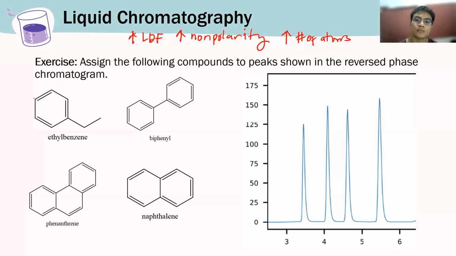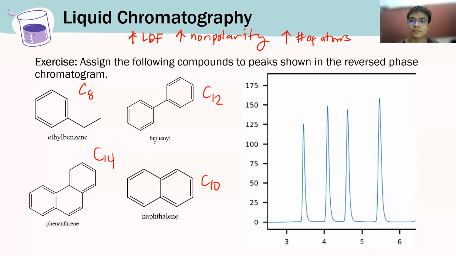So let's count the carbon atoms here. 1, 2, 3, 4, 5, 6, 7, 8. So this is 8 carbons. This one, 1 to 12. Tama ba? 1 to 12. Dito, 1 to 10. So ito, 1 to 14. Okay. So we have 8 carbons here, 12 carbons here, 14 carbons here, and 10 carbons here.